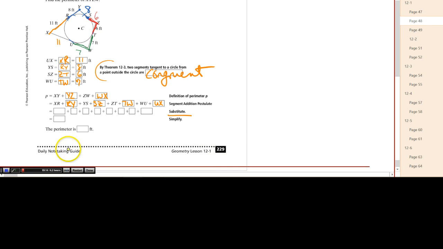We have 11. That's this one. These two are going to be 8 and 8. These two will be 6 and 6. Just looking right up here at these. Next, we have 7 and 7 for these. And then UX is the other 11. So you add those all up, and what do you get? Go ahead, add them up.